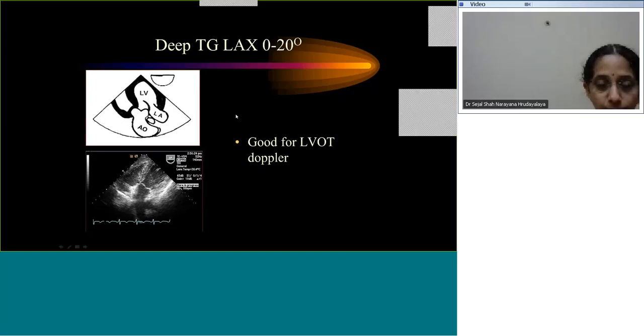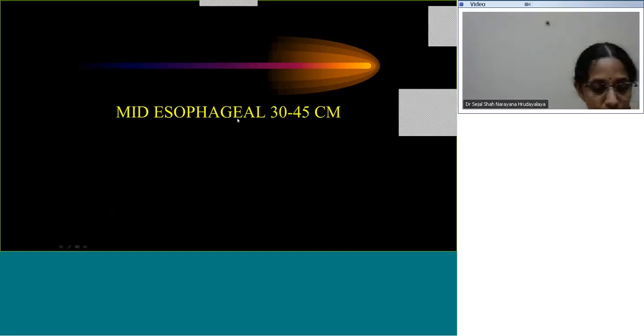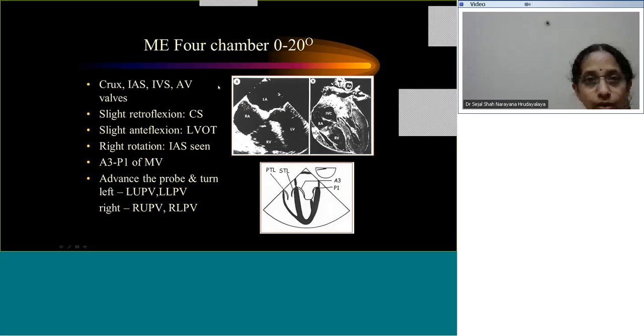A little withdrawal of the probe, and what we will get is the mid-esophageal view. In older children, it will come around between 30 and 40 centimeters. As soon as we come to the mid-esophageal view, we will see a very familiar view, which is like a four-chamber apical view on transthoracic. What we get on the right side of the screen are the right-sided structures, and the left-sided structures are on the left side of the screen. So at 0 degrees, what we see is the left atrium, the right atrium, and the interatrial septum. The atrial septal defect with the mitral rim can be well seen in this view.